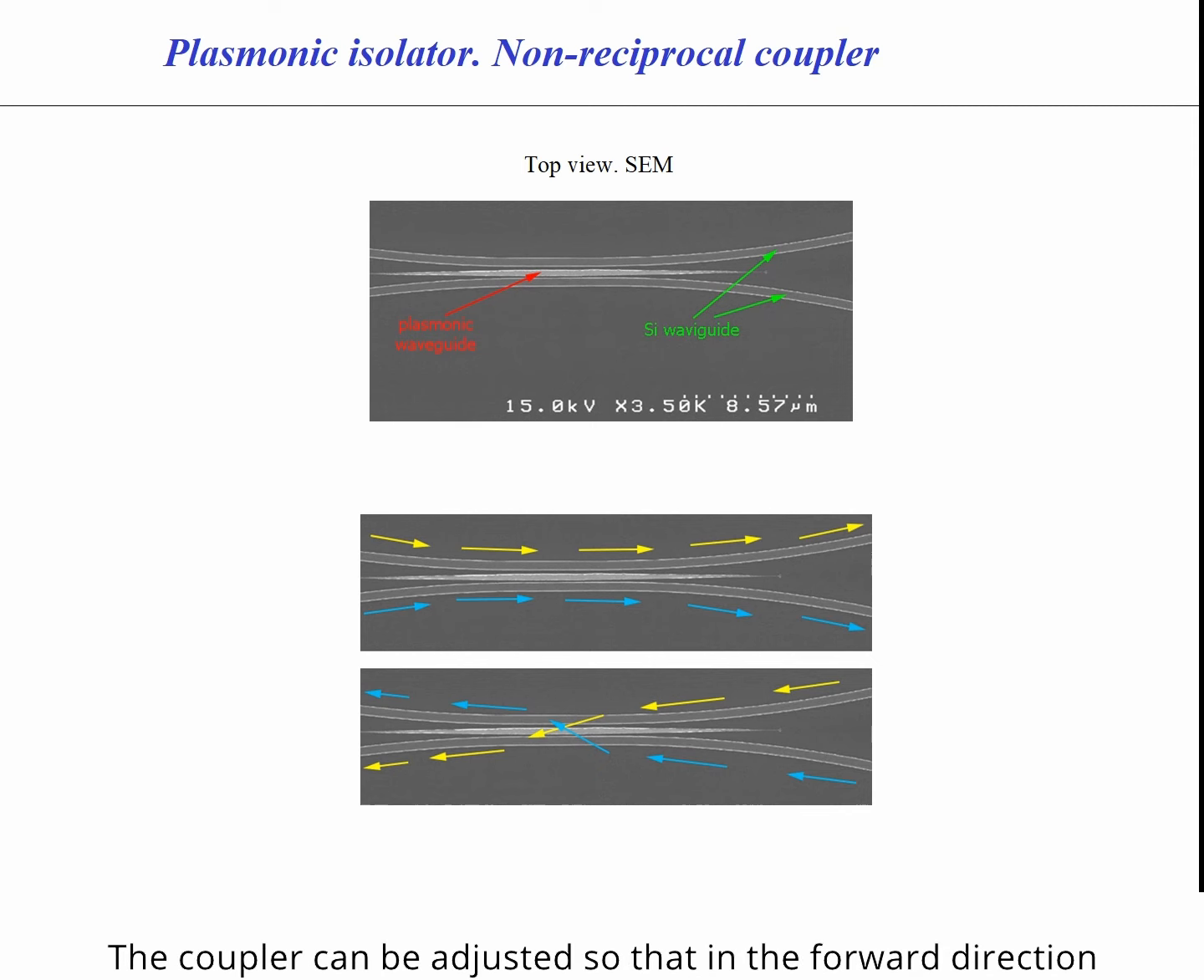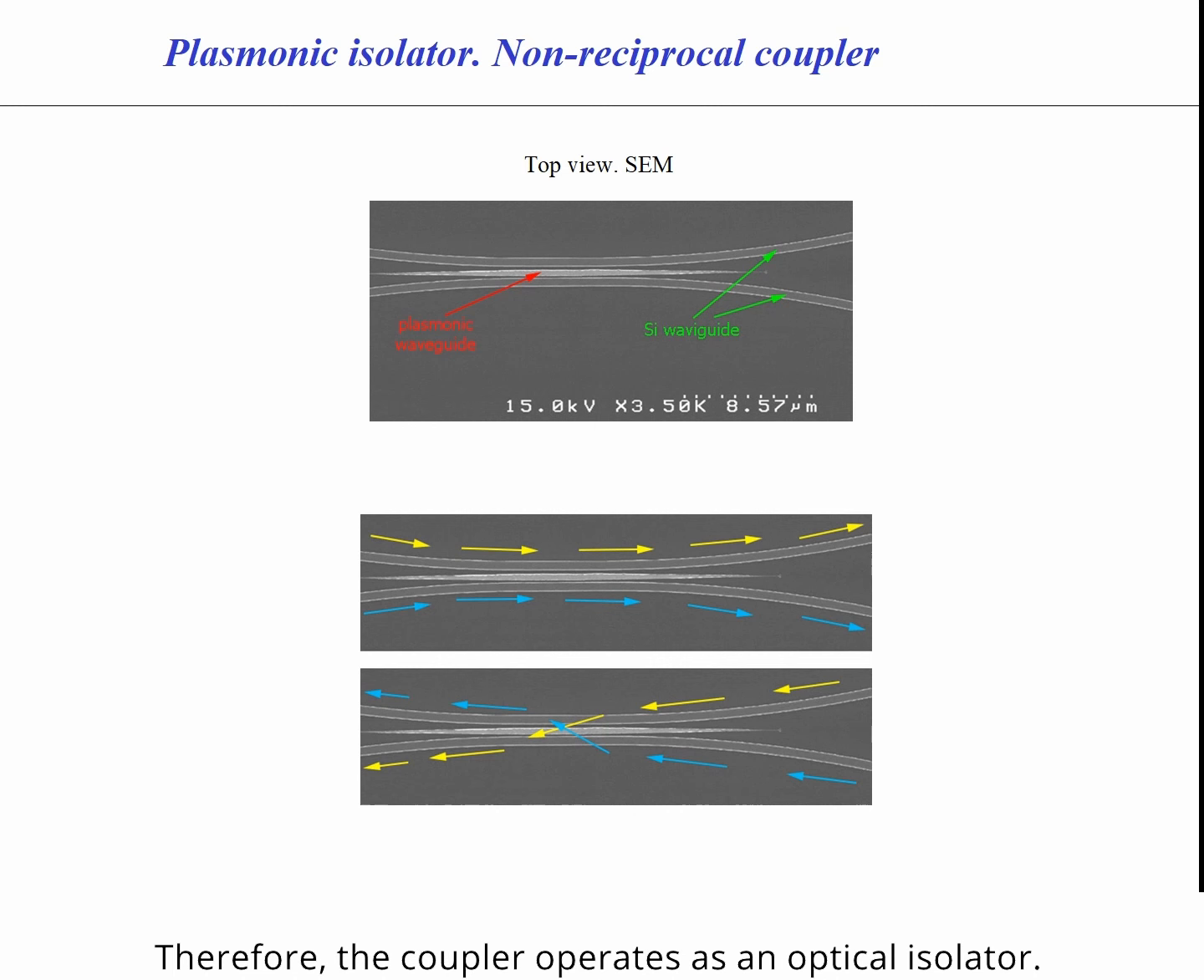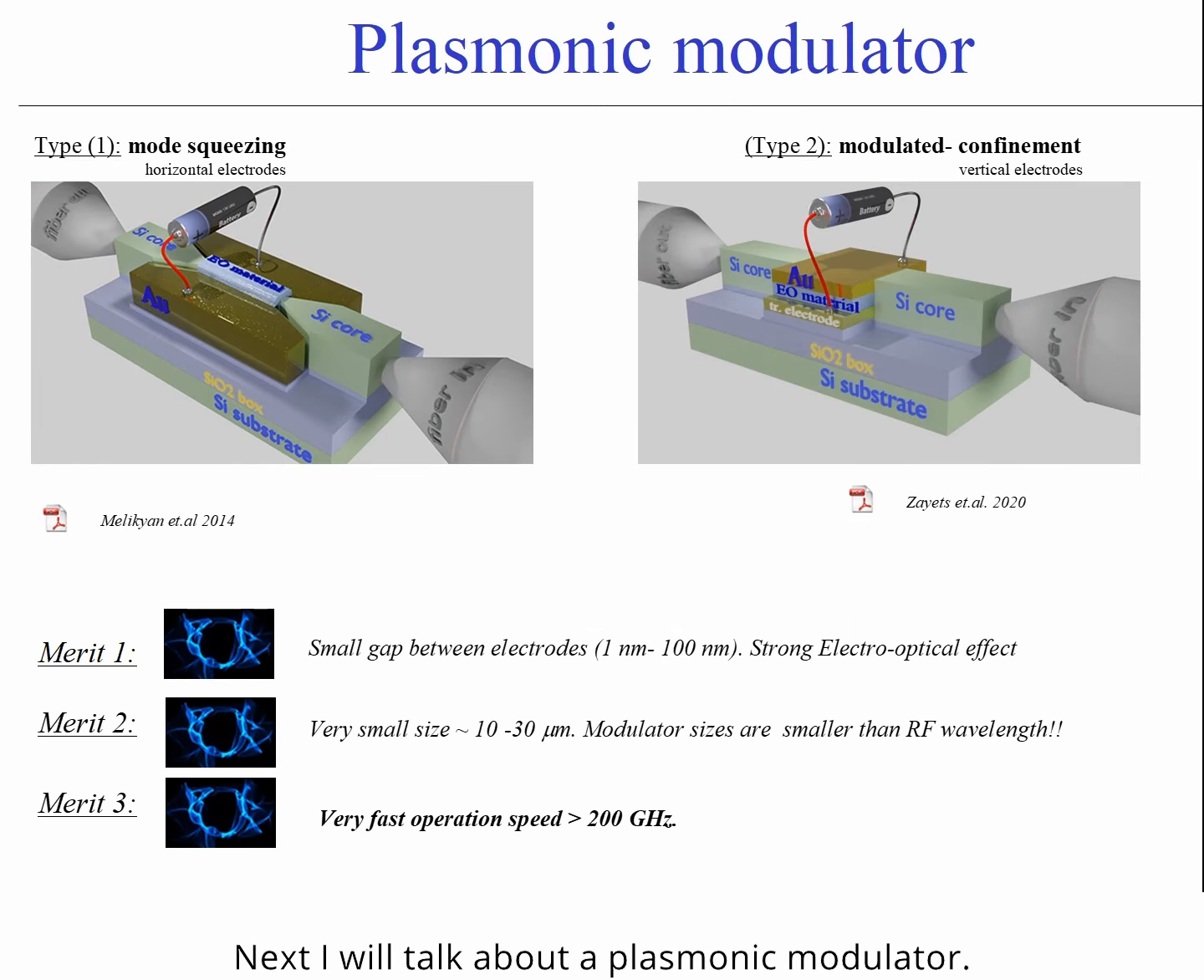The coupler can be adjusted so that in the forward direction, the light passes through the same silicon waveguide, but in the backward direction, the light is fully coupled from one silicon waveguide to another. Therefore, the coupler operates as an optical isolator. Next, I will talk about a plasmonic modulator.